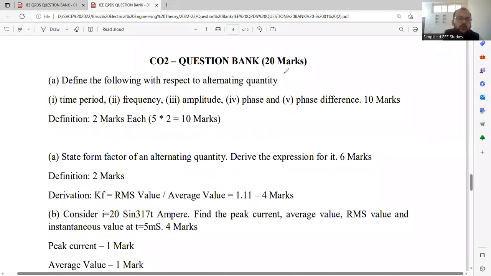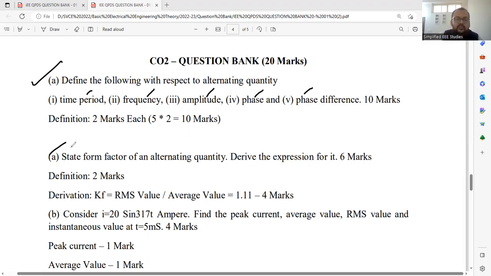So you have to study the definitions. First question is to define the following. Time period: the time taken to complete one cycle. Frequency: the number of cycles per second. Amplitude: the maximum value of voltage or current. It may be voltage or current amplitude. If it is voltage amplitude, you can mention volt, or if it is amplitude of current, you can mention amps. Phase: you can mention what is phase difference. With the help of a diagram, you can explain. Definitely, you can score 10 marks.